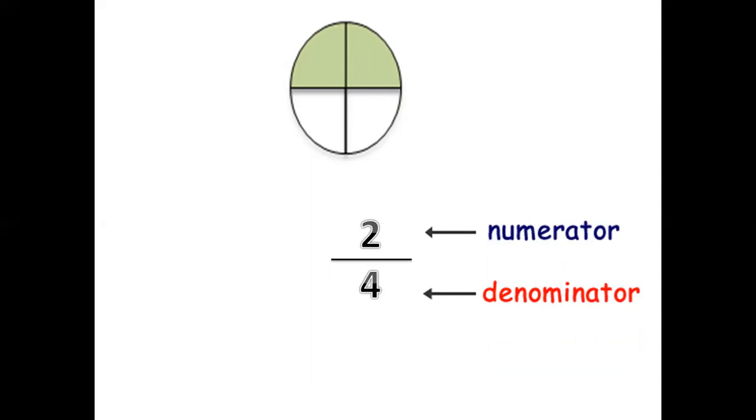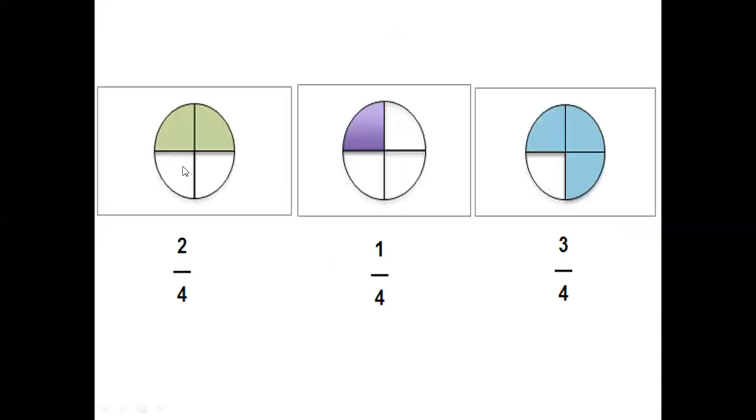Numerator. Repeat after me. Numerator. Excellent. So the shaded parts are the numerator. And the whole parts, or the parts at all, we call them denominator. Denominator. Repeat after me. Denominator. Excellent. So we have 2 over 4. Okay, so let's see some examples.